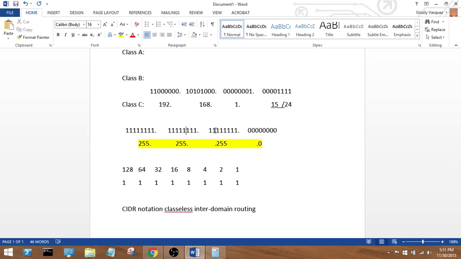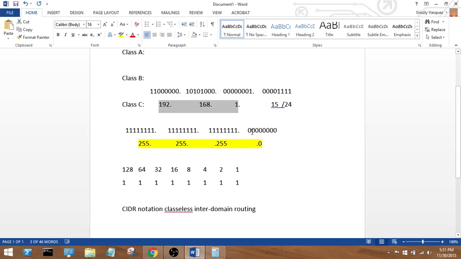9, 10, 11, 12, 13, 14, 15, 16, 17, 18, 19, 20, 21, 22, 23, 24. 24 ones, right? So that's why we say /24. And that's why this is part of your network. So what does that mean? That means since all these bits are turned on, that's the first octet, the second octet, and the third octet. So that means that the first octet, the second octet, and the third octet are part of your network.